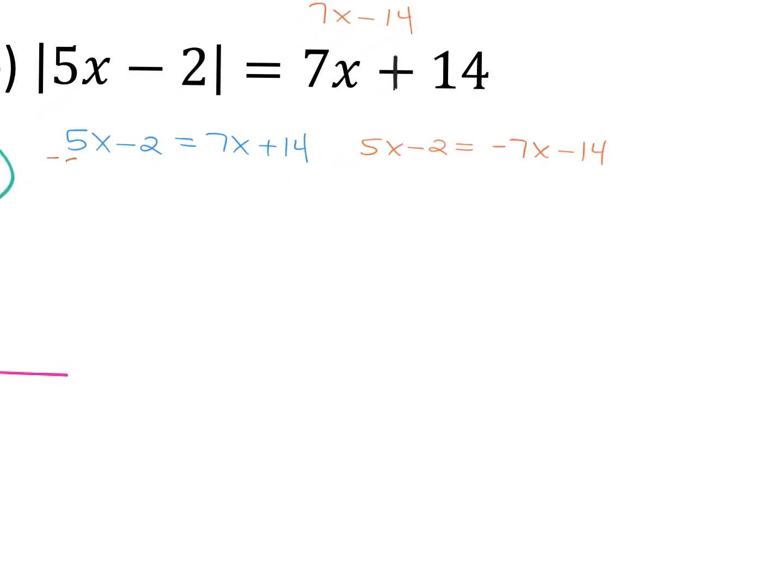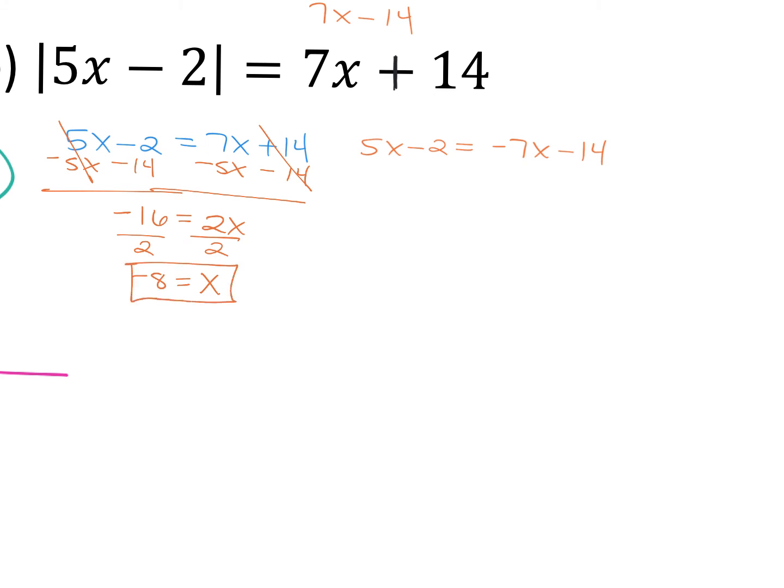So take away the 5x. And you get 2x. And then I'm going to move this 14 over to the other side. Take away 14. You get a -16. That goes away. That goes away. Okay, divide by 2. So x is -8. Okay. Then move over to the next one.